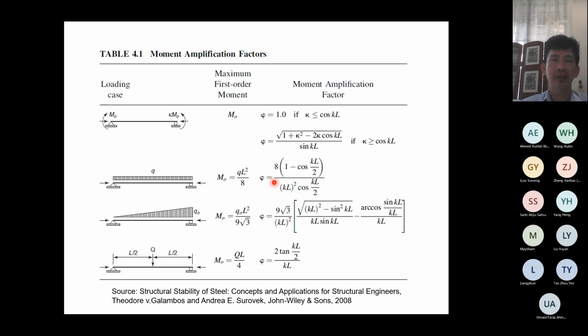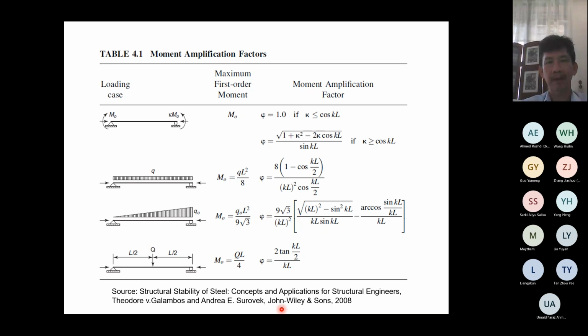Now for this case, the amplification factor for moment is given by this, which is 1 minus cos KL over 2, KL squared cos KL over 2. And for this case, it's more complicated, given by this. And for this case, we have gone through this case, okay? And the moment amplification factor here is given by 2 tangent KL over 2 KL. So these are derived and shown in this book here.